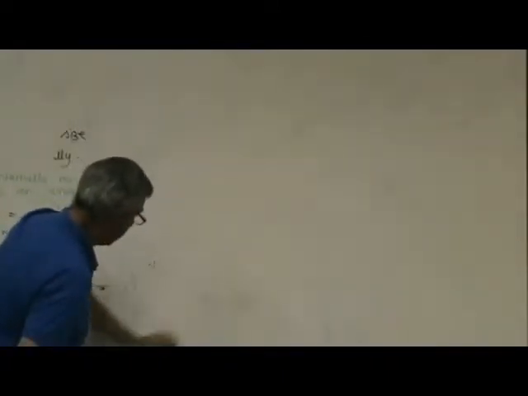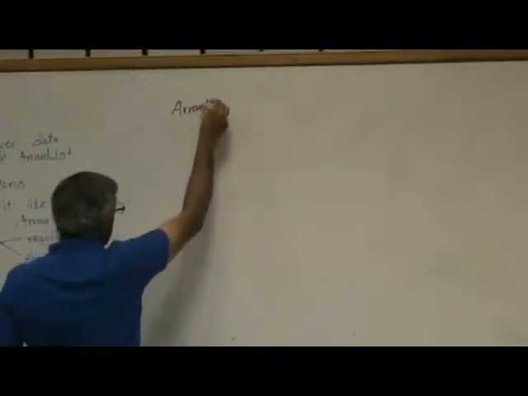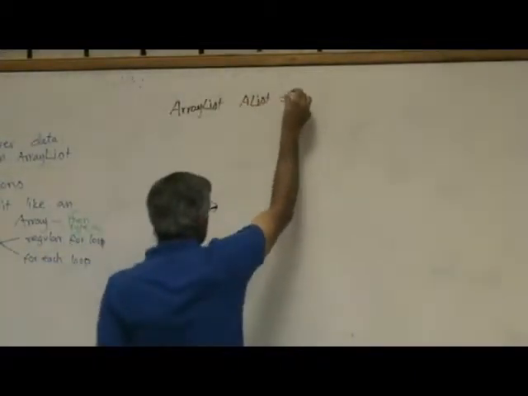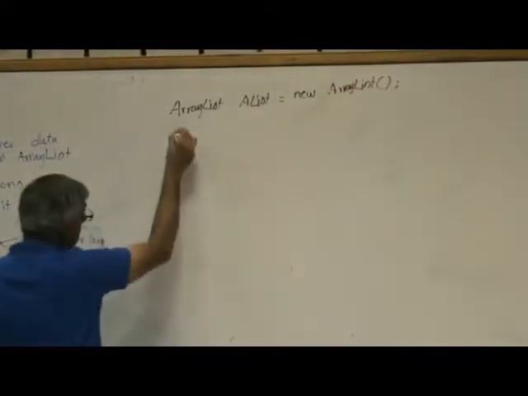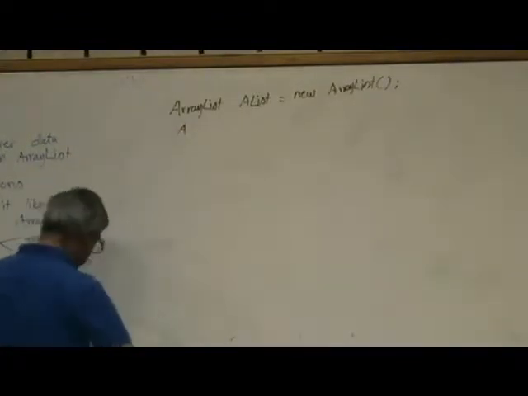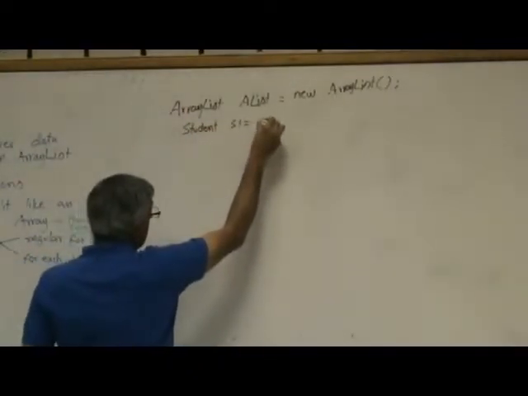And so let's make it even more interesting. Let me create another example so that everybody can fully understand it. Okay, so let's create an example. Suppose it looks like this, array list. A list equal to new array list. So we create an array list, right? Then we say, let's create a student. Student S1 equal to new student.